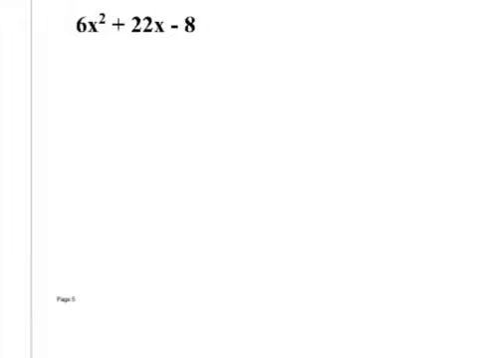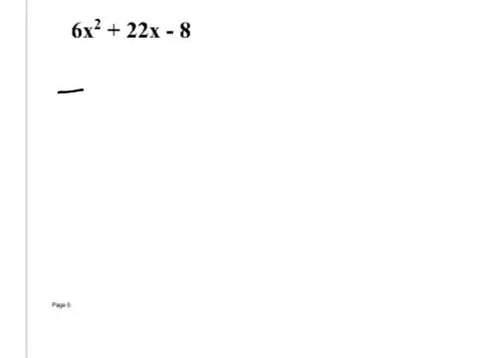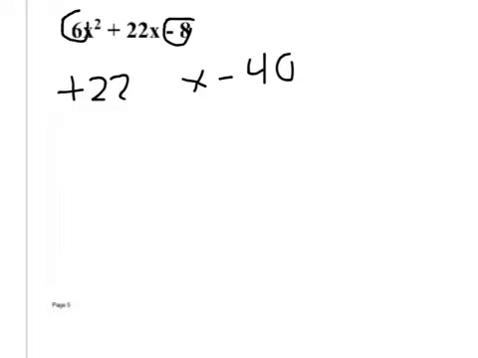I have 6x squared plus 22x minus 8. This is where c is negative. So what I need to do is look to see what adds to give me 22 and what multiplies to give me negative 48, because I take negative 8 times 6. What multiplies to give me 48? Sorry, it should be 48.